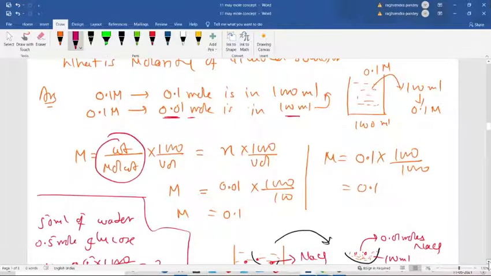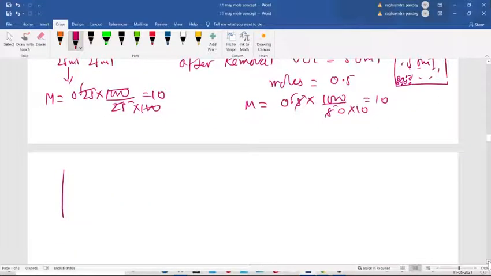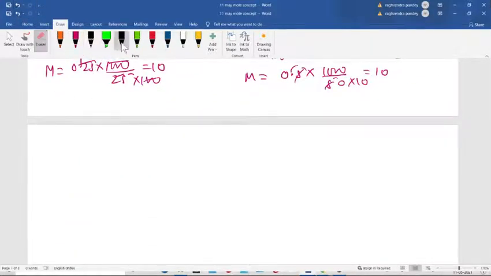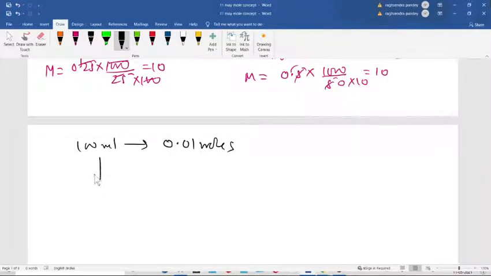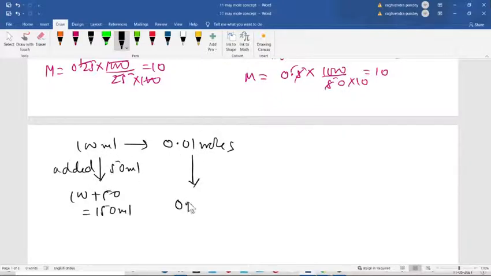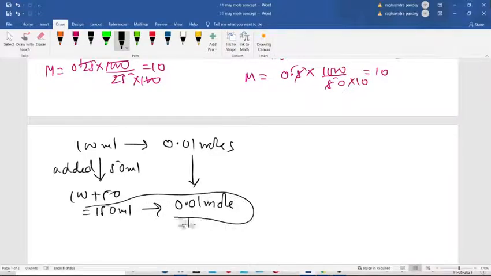Now let's go towards the question. So 100 ml contains 0.01 moles, and to this 100 ml we have added 50 ml. So total volume will become 100 plus 50, that is 150 ml. We have not added NaCl, we just added water. So moles will be the same, 0.01 mole is there in 150 ml. Now you have to find the molarity of this solution.